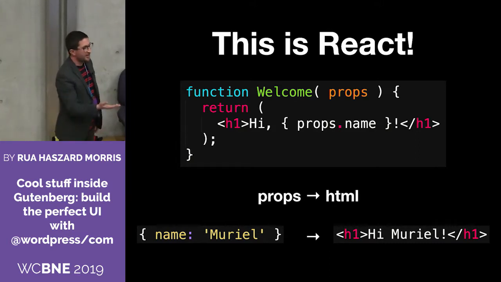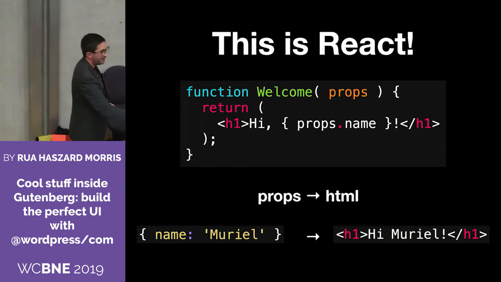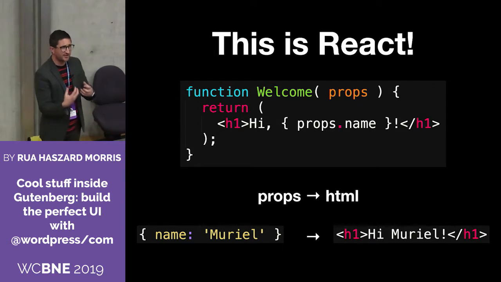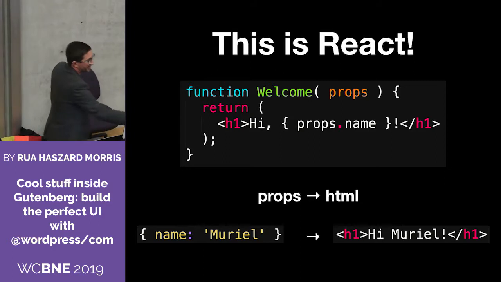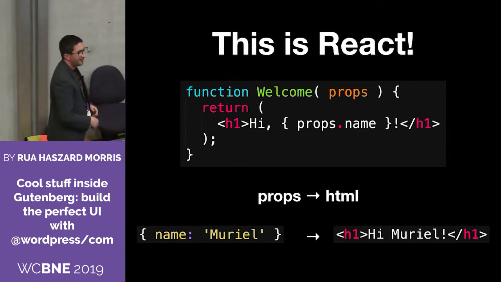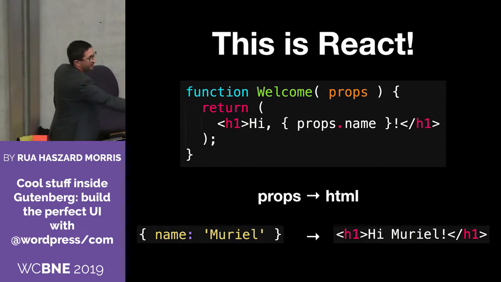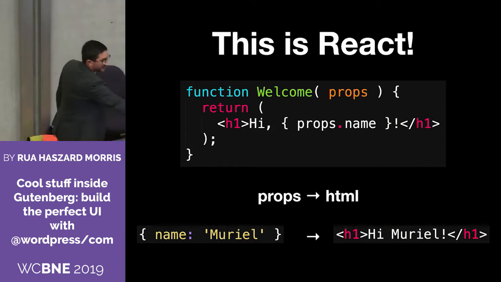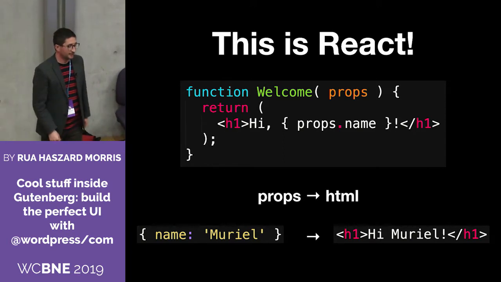So this is what React really is at its core. This is a JavaScript function, and in come some props, some little bits of data. Think about this: what's the data that your site's all about? In this case, our prop is a name, and it's Muriel, which I believe is a traditional Australian name. That comes in, and then our component spits out some markup, and that's, "Hi, Muriel." So that's what a React component is.